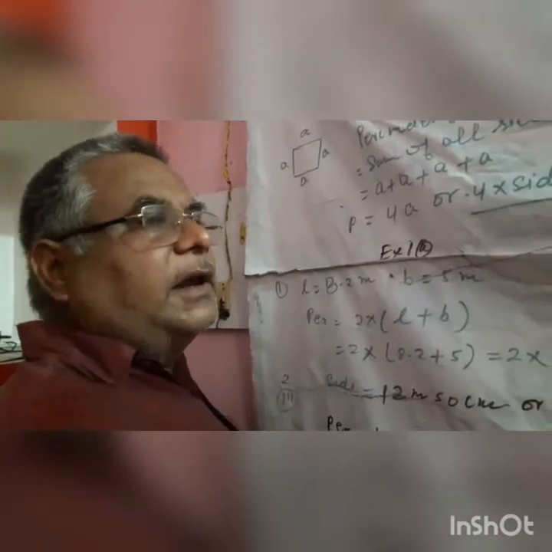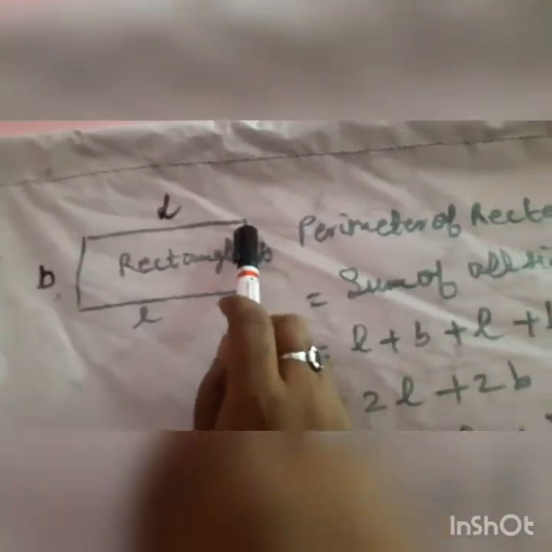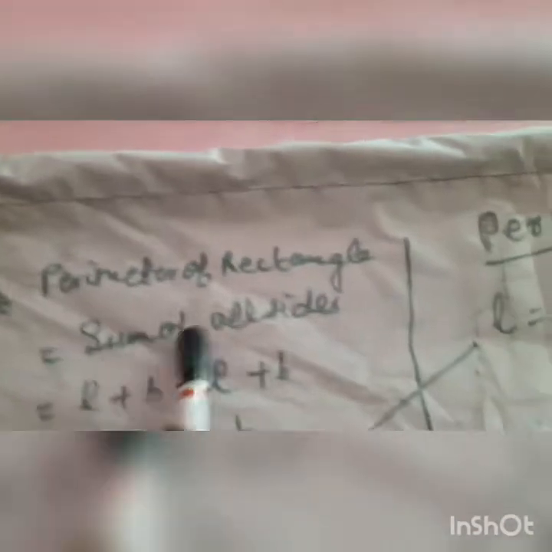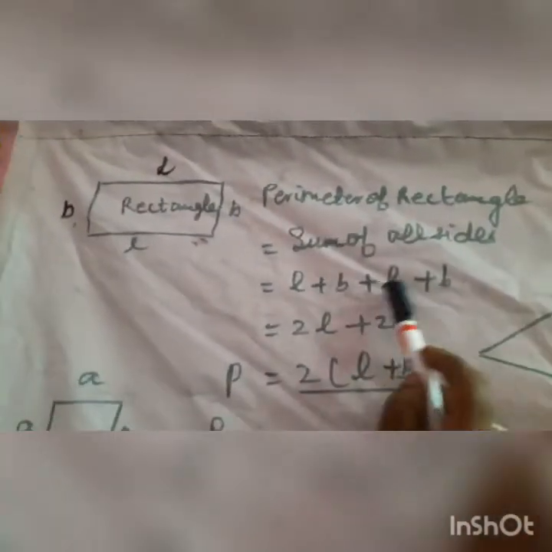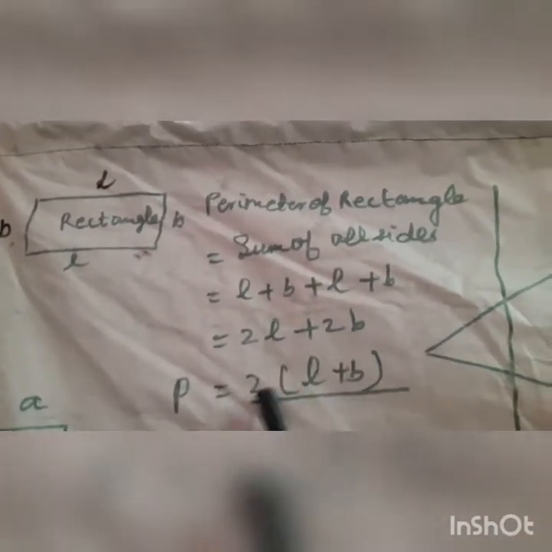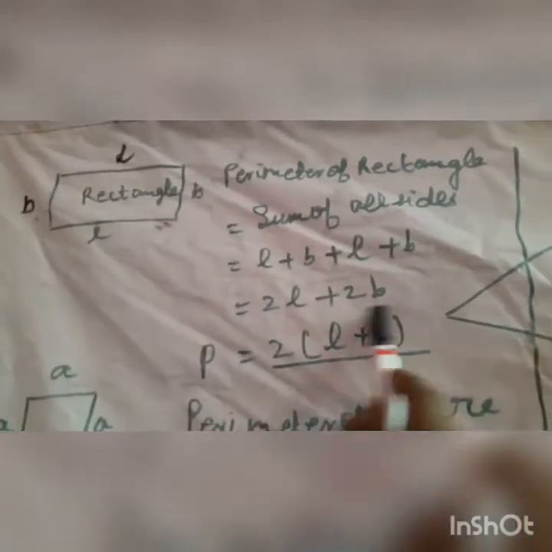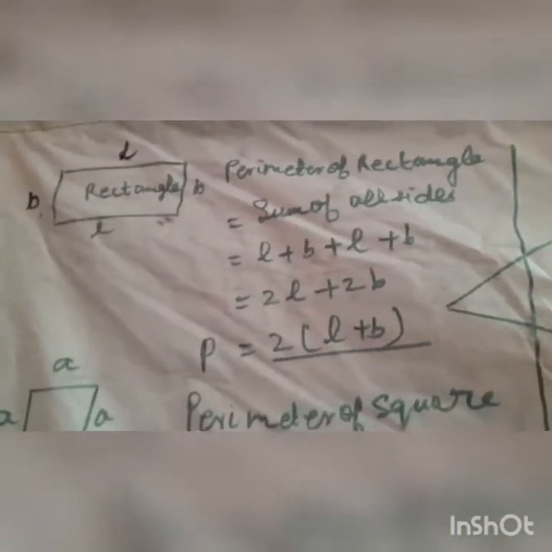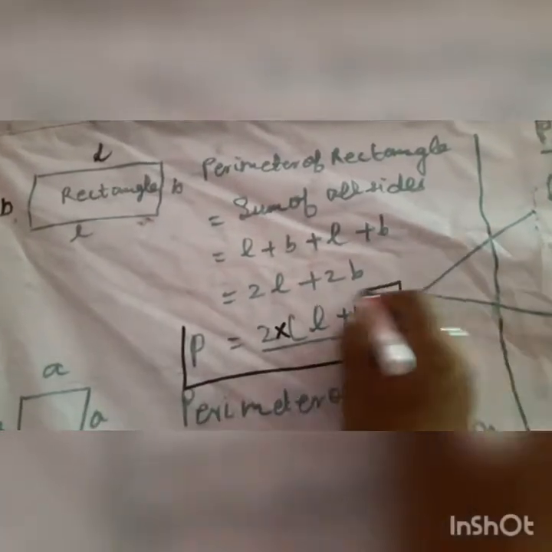Come first of all to the rectangle. This is our rectangle. This is the length and this is the breadth. So perimeter of rectangle is equal to sum of all sides. This is L and this is B. L plus B plus L plus B, because 2 times L and 2 times B. So L plus B plus L plus B is equal to 2L plus 2B, and taking 2 common, inside the bracket L plus B. It means perimeter of rectangle is equal to 2 into bracket L plus B. This is the formula of perimeter of rectangle.